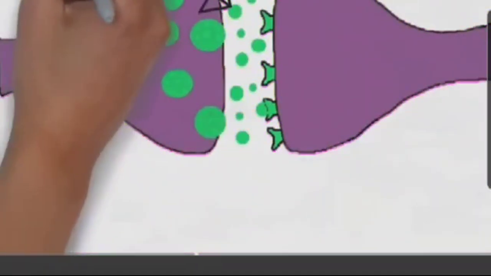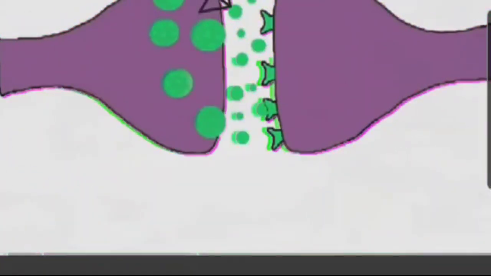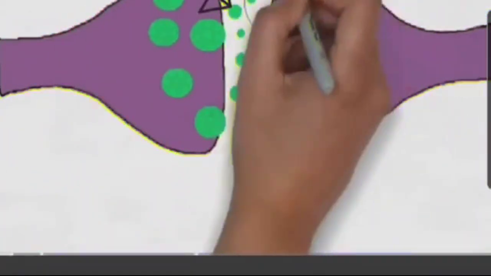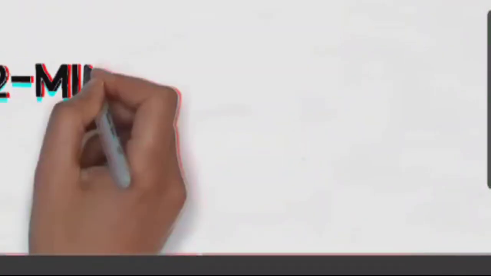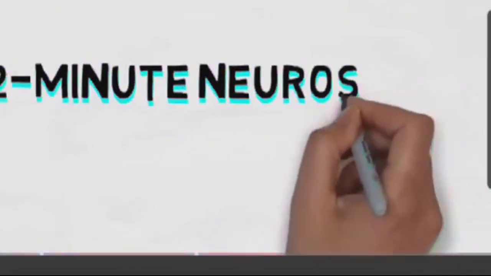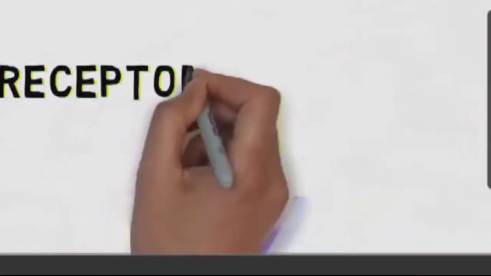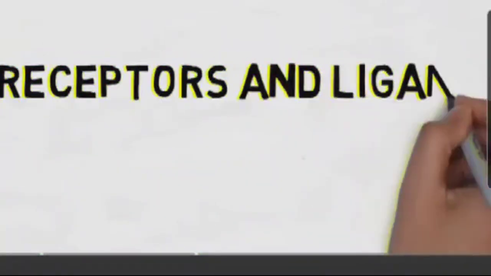When neurotransmitter molecules are released from a neuron, they pass the signal to the next neuron by interacting with receptors on that neuron. Welcome to 2-Minute Neuroscience, where I simplistically explain neuroscience topics in 2 minutes or less. In this installment, I will discuss receptors and ligands.